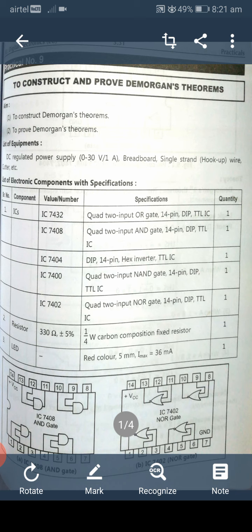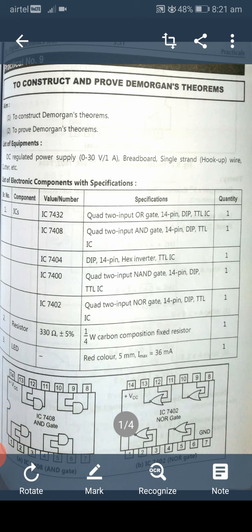Pin number 4 and 5 is the input of this AND gate and pin number 6 is the output. Pin number 13 and 12 is the input of the AND gate and pin number 11 is the output. Pin number 9 and 10 is the input of this AND gate and pin number 8 is the output.